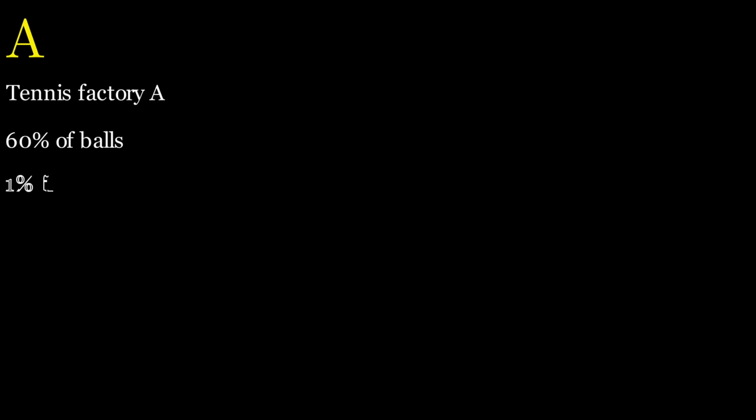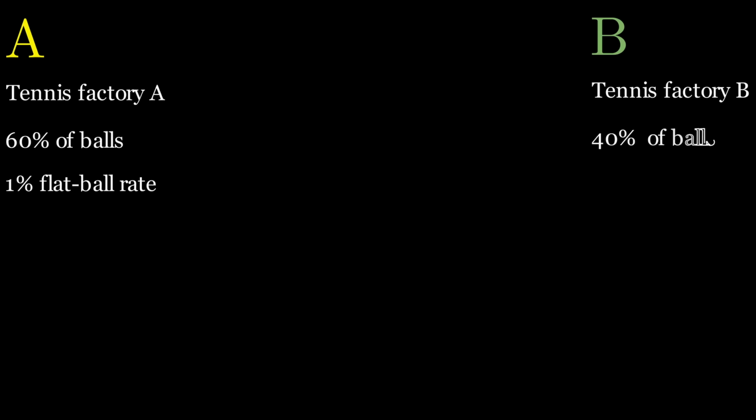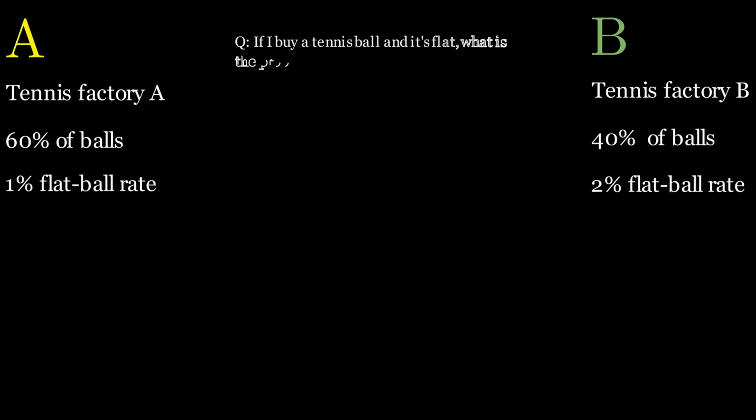Let's try another example. Suppose we have two tennis ball factories. Factory A produces 60% of the tennis balls, and Factory B produces 40% of the tennis balls. 1% of the tennis balls from Factory A are flat, and 2% of the tennis balls from Factory B are flat. If I buy a tennis ball from the store, and it's flat, what's the probability it was produced by Factory A? To solve this problem, we can use Bayes' rule and the law of total probability.